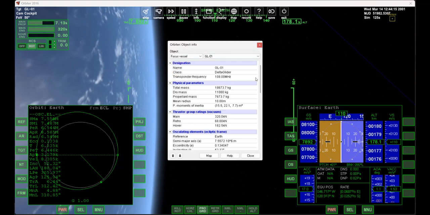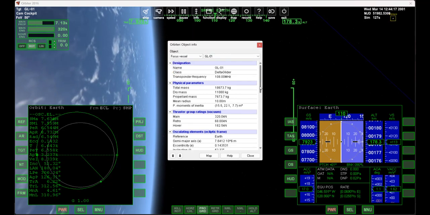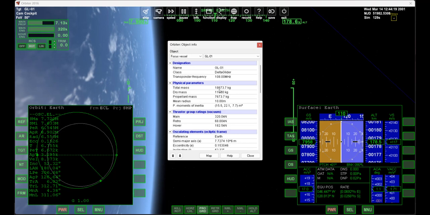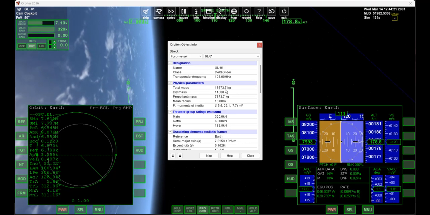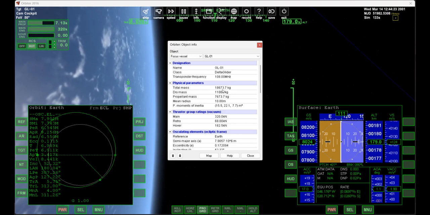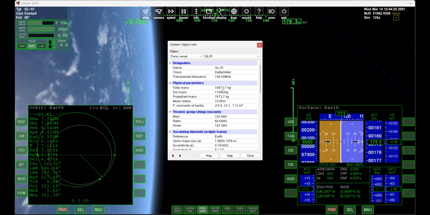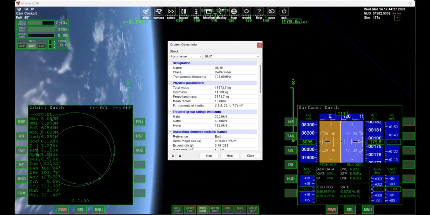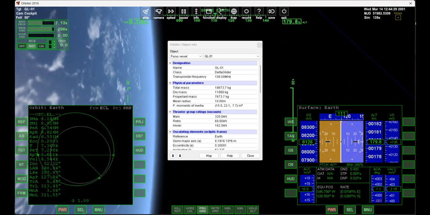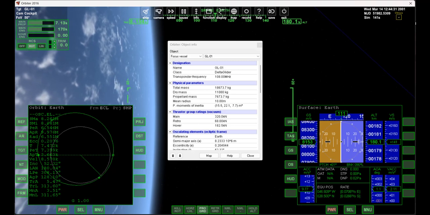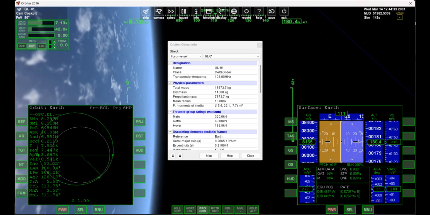Here's some information. You can look at the total mass of the spacecraft. Go ahead and use 18,673 as your total mass. Okay, and we can go ahead and shut off the thrust. We're actually a little bit above 8,500.